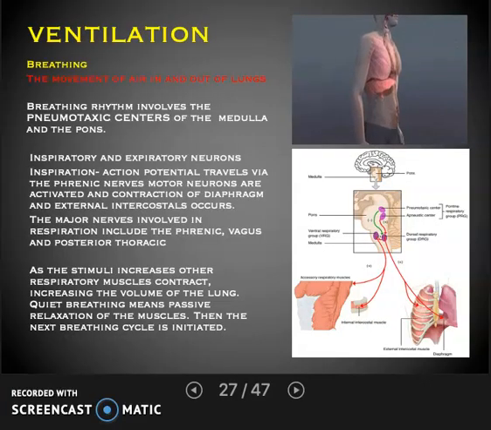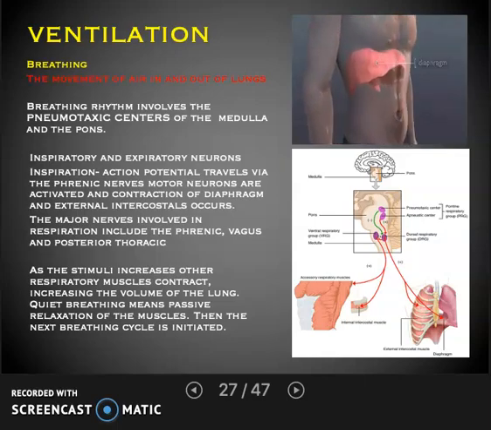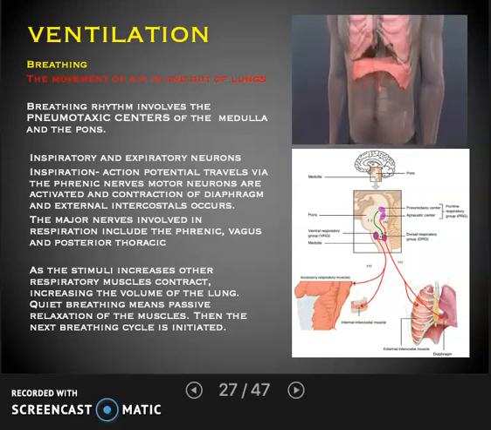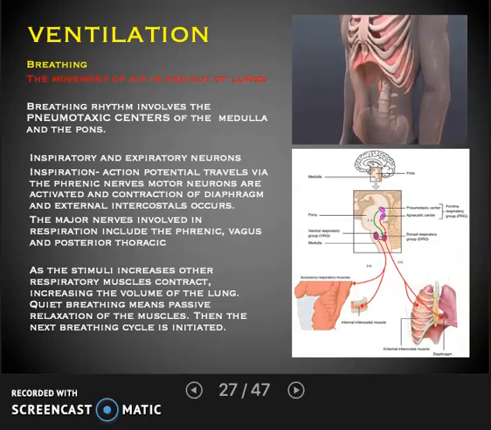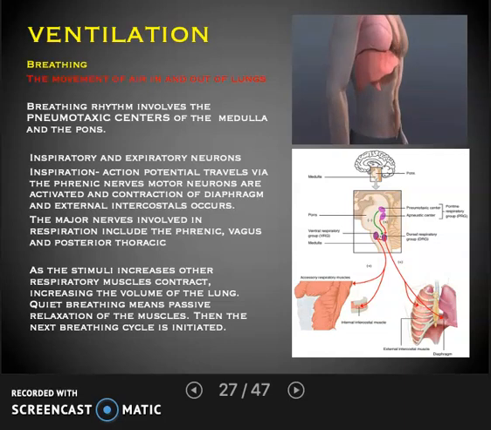So ventilation, strictly speaking, is breathing, and it's the movement of air in and out of the lungs. It's controlled by these pneumotaxic centers that are found in the medulla oblongata and the pons. And so we have neurons there that are dedicated to monitoring inputs from chemoreceptors in your circulatory system. There's these receptors in the aortic arch and the carotid artery, and they're constantly monitoring CO2 levels really as a function of pH.